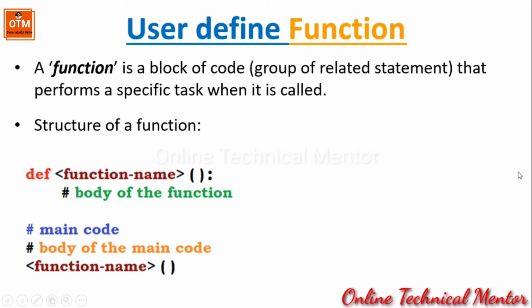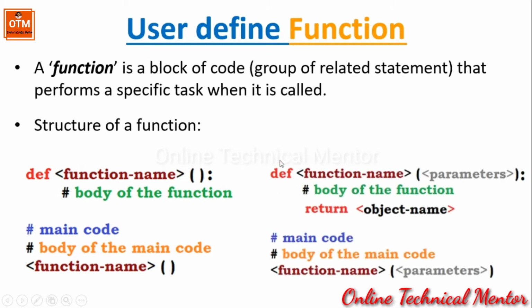Let me show you another format. The function starts with def keyword, then the function name. Now this time within this bracket I have written parameters. That means this function is accepting some value and this value must be stored within some variable. And the body of the function may or may not use those parameters. It may happen that the result generated by this function can be returned to where the function has been called. So after return I have written object name. It may be an integer, string, list, tuple, dictionary, etc.